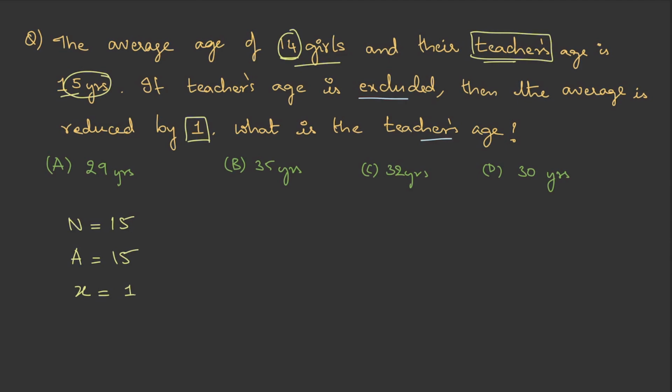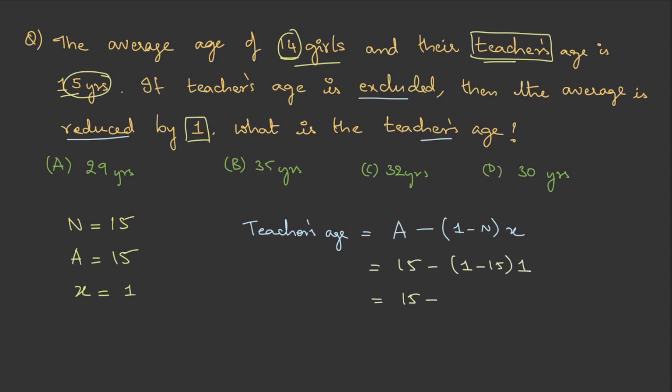So the removed item value or the teacher's age is a. Now should we take plus or minus? It is minus. The reason is reduced by or decreased by. In brackets, 1 minus n into x. Now let's substitute the values. This is 15 minus (1 minus 15) into 1. This is 15 plus 14, that is 29 years. Therefore, option A. Here the formulas are important, so memorize them thoroughly.